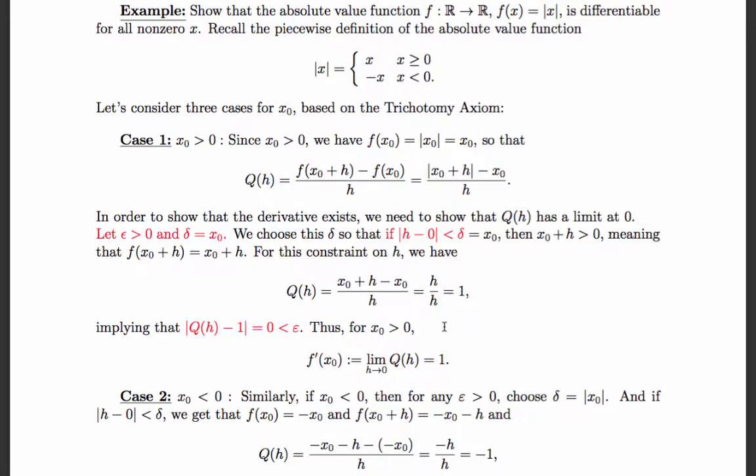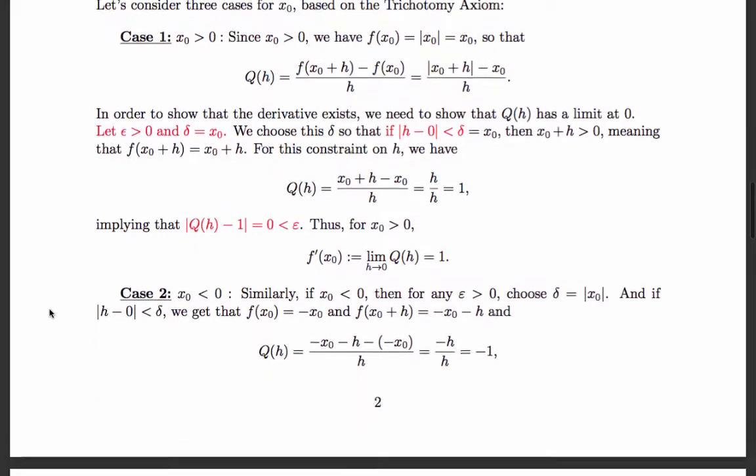Now, if I take the limit, I just get 1. Because the absolute value of q of h minus 1 is 0, which is, of course, less than epsilon for any positive epsilon. Therefore, f prime of x naught equals 1 if x naught is positive.